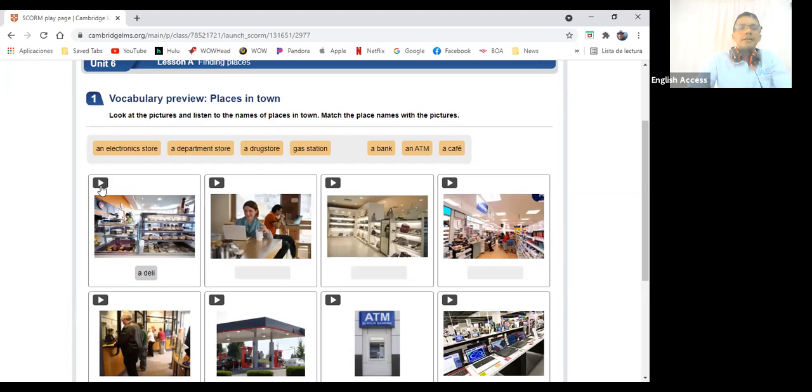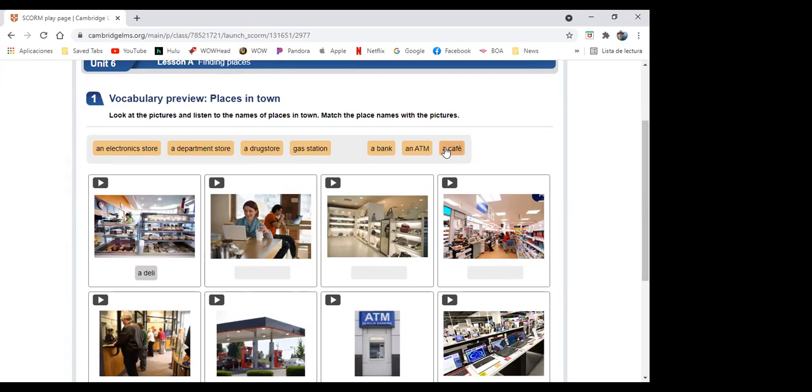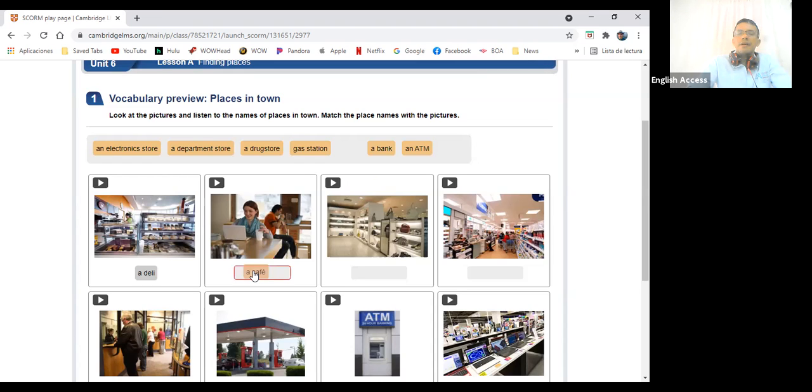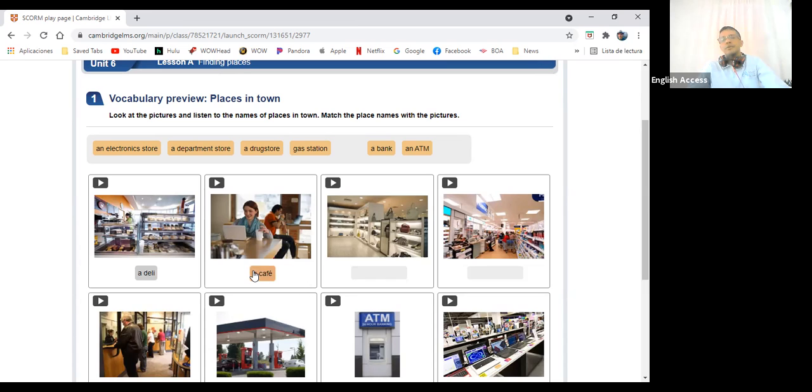The example is a deli. A deli is also a store, as you see here in the picture, where you can find many things, especially food, like ham, sausages, cheeses, etc. A deli. A cafe. What do you hear? A cafe. Remember, cafe is not the same as coffee. Some people confuse cafe with coffee. Cafe is a place.